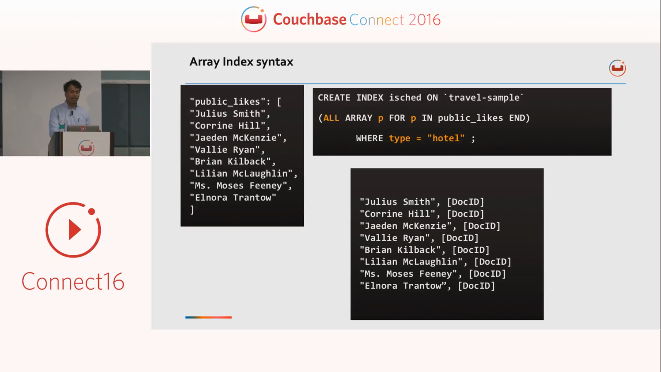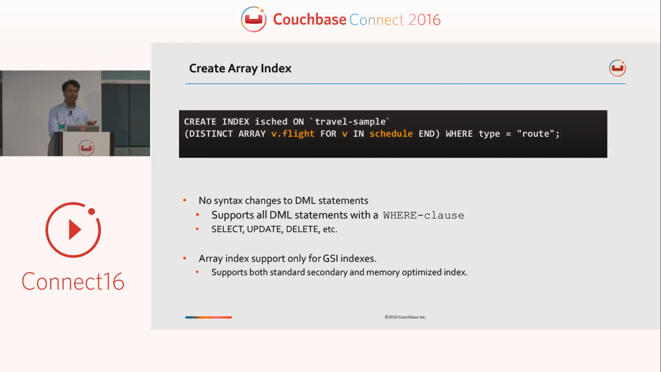And once you have that, then you can issue the any predicate. We'll see examples in a moment. And distinct simply ensures if there are duplicate values within the array, we only store the distinct elements. You can have all or distinct, so that's the main difference.